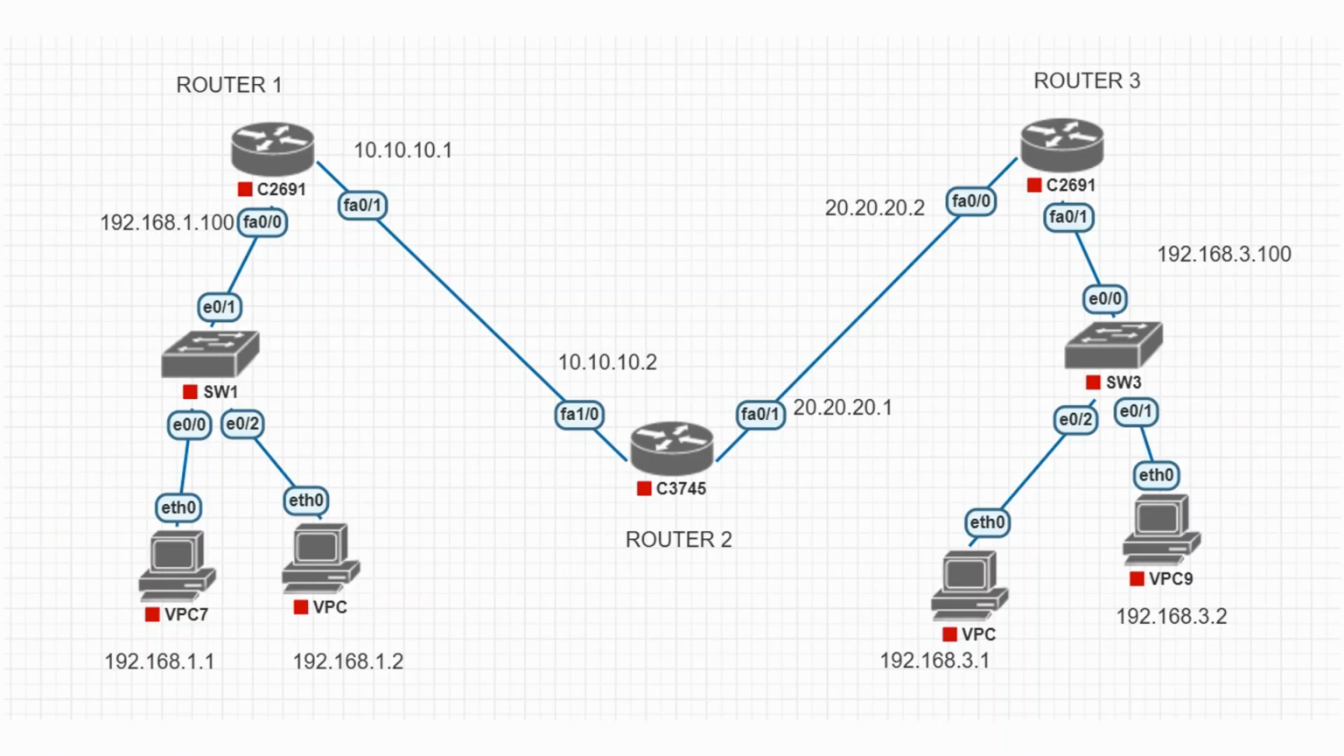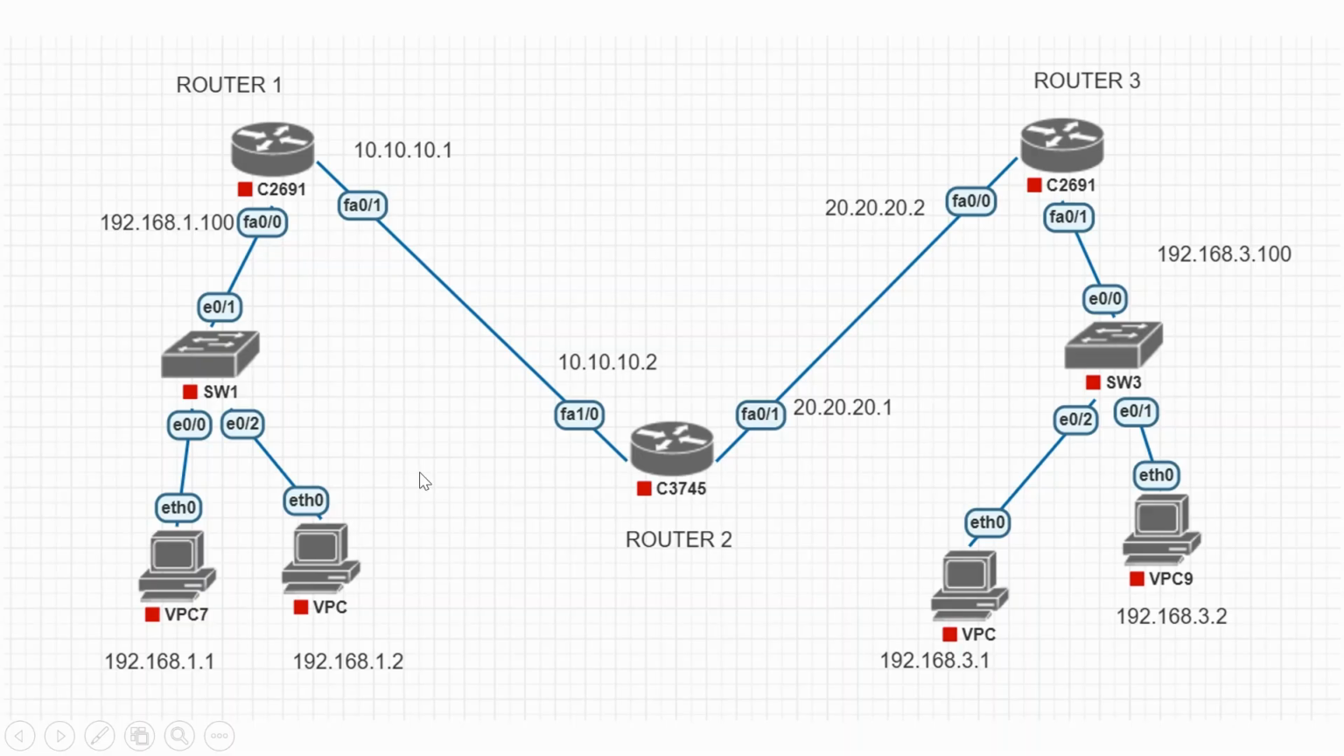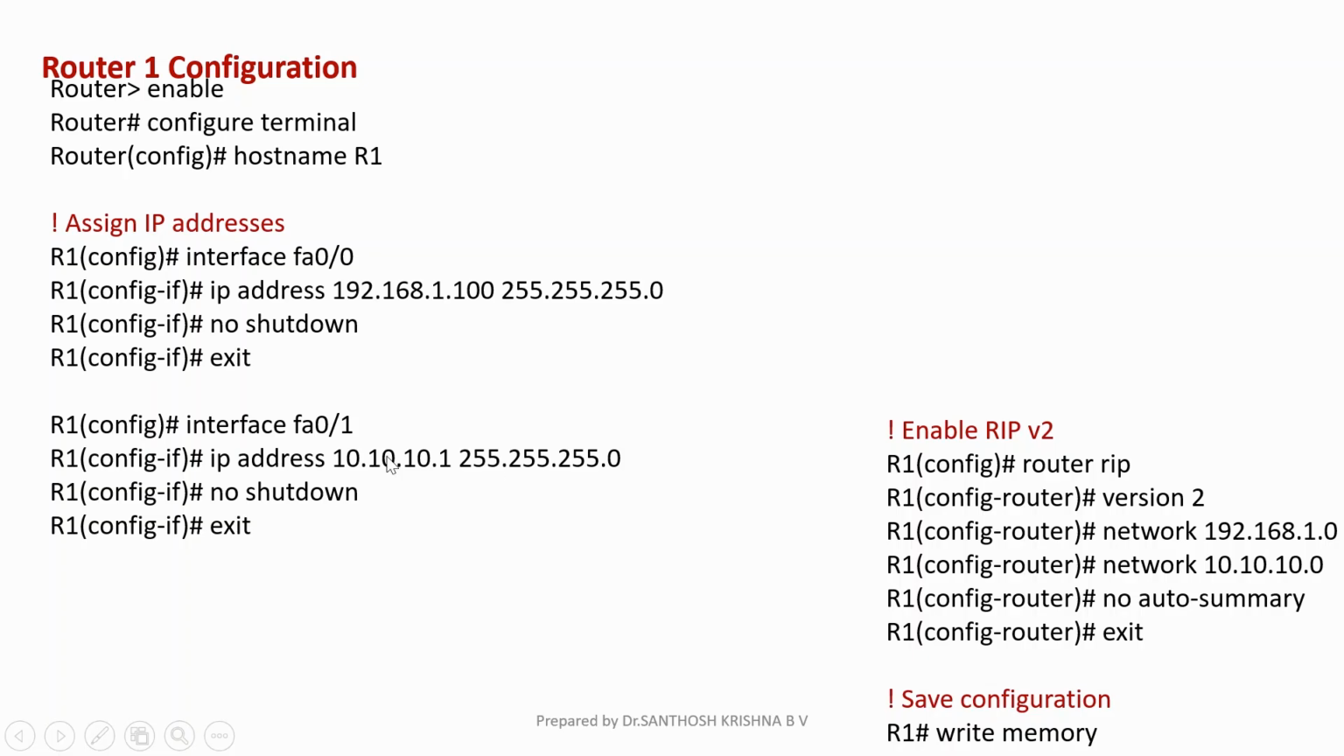See, this is router 1. We need to tell router 1 about this network and this network first. So I have taken enable. I have given the host name as R1 since I have labeled it as R1. Then I have taken both interfaces: FA0/0, where I'm giving the gateway address 192.168.1.100, and FA0/1, which I have assigned the address 10.10.10.1. This is the procedure we usually do for any interfaces.